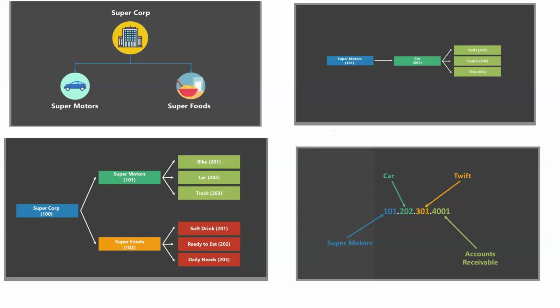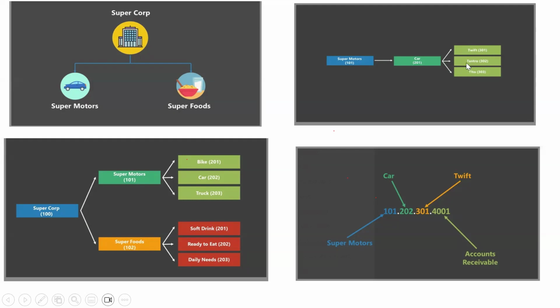If you take the Super Motors company example, this is how the account hierarchy is indicated. 101 is the company, the motor company. 201 is a category. Under 201 we have different car models. I think it is a mistake: 202 should be there at the car level. 202 is a car, right? By mistake, 201 is mentioned here. So under 101, 202, you can see there are multiple car models.